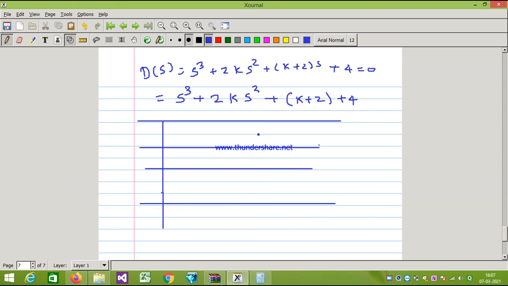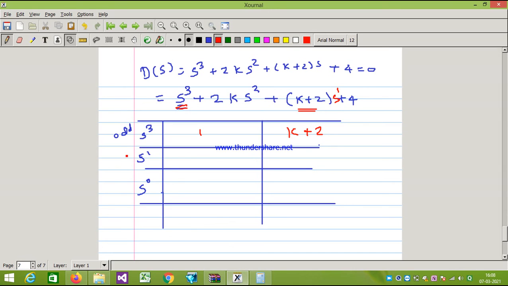Because we want a bigger table, bigger column. Okay, so initially the highest order is s cube, then s raised to 1, then s raised to 0, right? So what is the s cube? S cube is odd, so let's take every odd term. So odd means this one and this one, right? Because here s is there, so s power 1, that is the odd one. So 1 and k plus 2.